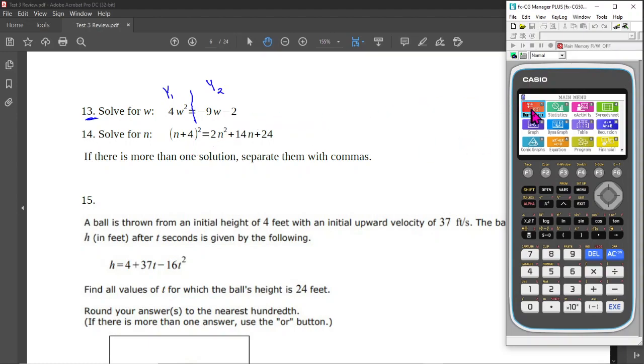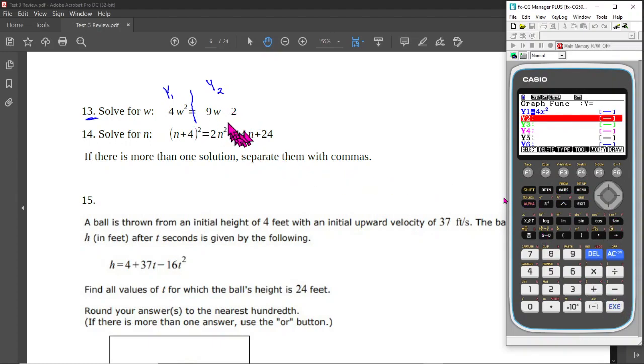So for the Casio, we turn it on, come to our menu, and go to the graph. Let's clear this one out, so we'll delete it. That was from our last one. F1, and we'll put in 4x squared. We won't use w or n because our variable for the graphing calculator is x. So we hit execute. So that's y1.